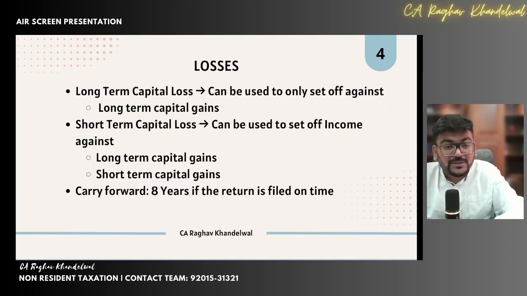First, in case of long-term capital gains, you get the exemption of 1.25 lakh rupees. That benefit is there, which is not available in case of short-term capital gains. Secondly, when short-term capital gains are there, you have to pay taxes at the rate of 20%. However, in case of long-term capital gains, the tax rate is reduced and it is 12.5%.